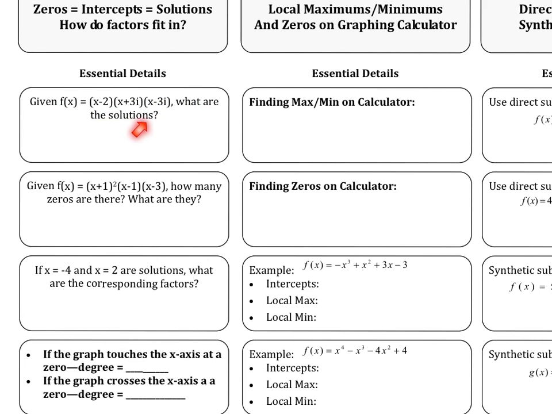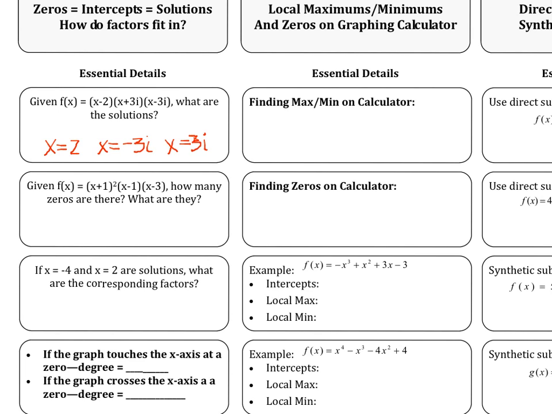What are the solutions? Well, we've talked about this a few times. The solutions are the things that would make each of these 0. So 2 would make this one 0, so x equals 2 is a solution. The next one, negative 3i would make it 0, so x equals negative 3i is a solution. And the final thing, positive 3i, would make that last one 0, so x equals 3i is also a solution. So there are 3 zeros there. And the zeros are the solutions.